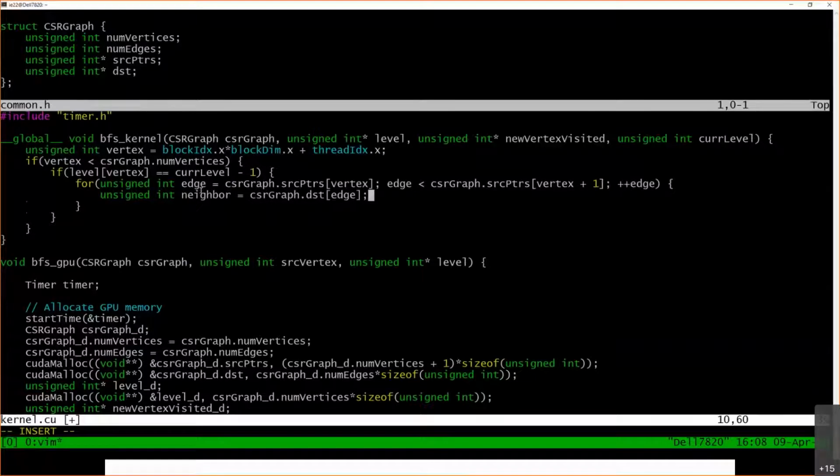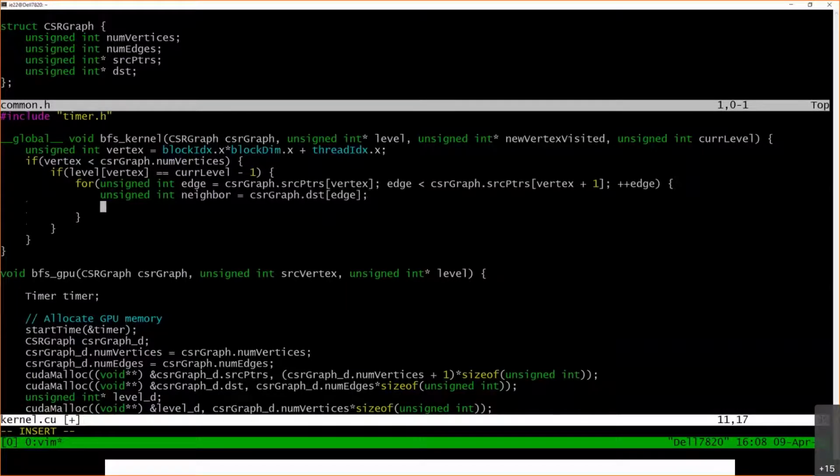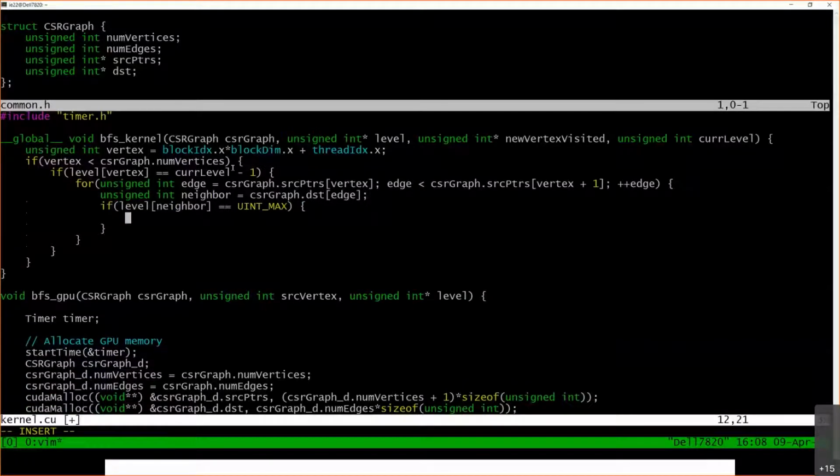Now what I need to do is check if the neighbor was visited. If the neighbor has already been visited, I'm not going to do anything. If the neighbor has not been visited, then what do I want to do? I want to add it to the current level. So I'm going to check if the neighbor is visited. To do that, I'm going to look at the level of the neighbor. So if the level of the neighbor is equal to infinity, and here I'm representing infinity as UINT_MAX, which is the largest possible unsigned int value.